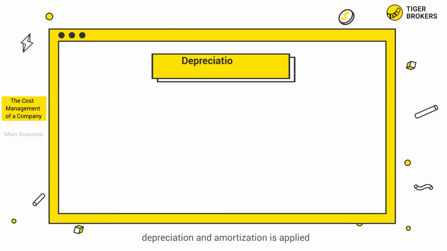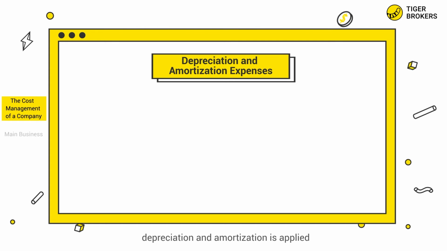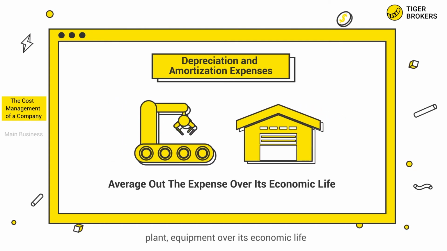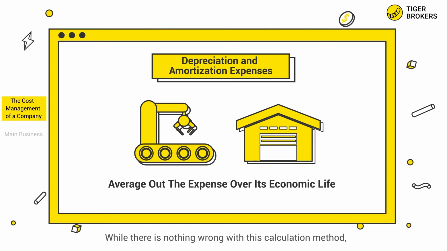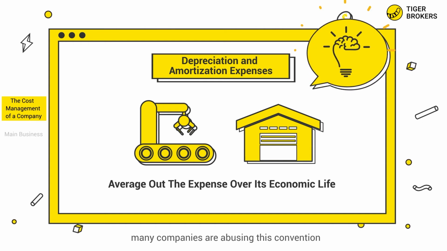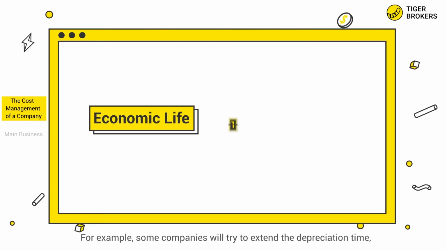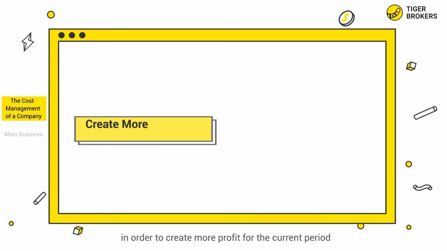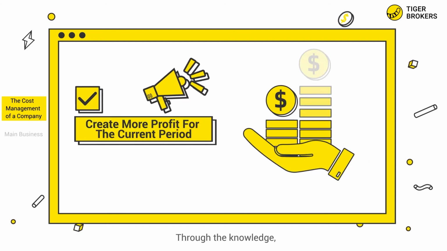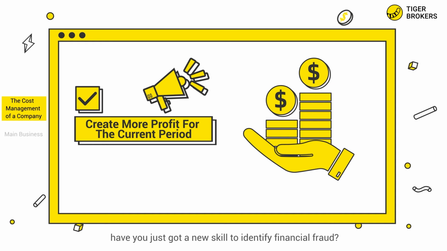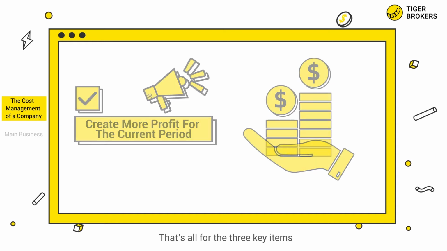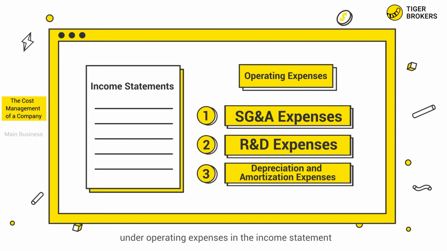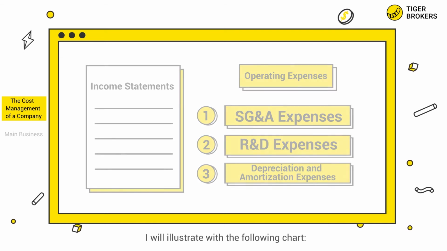As you can see, depreciation and amortization is applied to average out the expense of property, plant, and equipment over its economic life. While there's nothing wrong with this calculation method, many companies are abusing this convention. For example, some companies would try to extend the depreciation time in order to create more profit for the current period. Through this knowledge, have you just got a new skill to identify financial fraud? That's all for the three key items under operating expenses in the income statement. I will illustrate with the following chart.